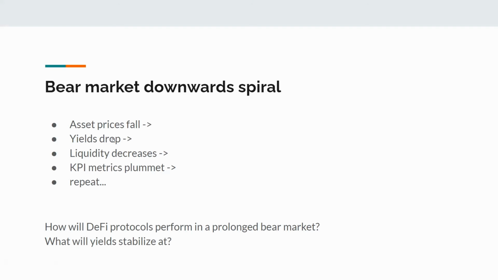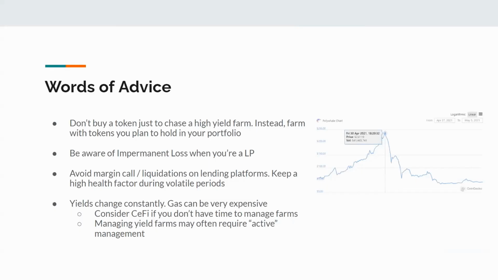And however long that will take, it might be 6 months, it might be 2 years. We don't know. We might already be at the bottom. But this is the current situation we're at now: asset prices are falling, yields are falling, everything's going down, and metrics are going down as well. So that covers most of the slides. This last one here is basically just saying, if you see a farm with high yield, don't try to chase it by buying the coin you need to farm with.